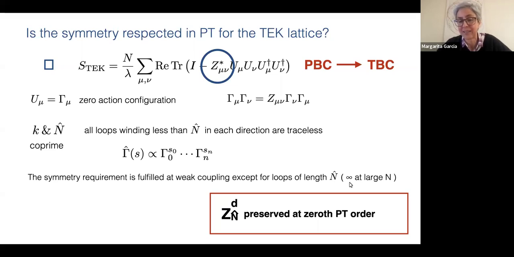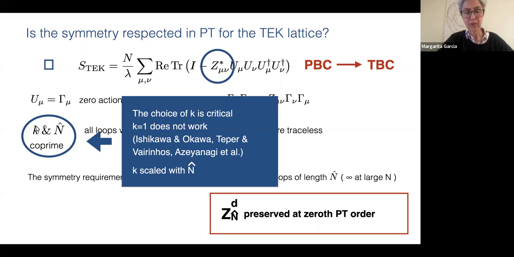So when n goes to infinity, this is sufficient to restore the symmetry at large n, and in principle, this was the solution proposed originally for twisted Eguchi-Kawai. Remember that for T4, n hat was a square root of n, so there is a Z square root of n to the d symmetry that is preserved by the zero-action configurations. So when does this fail?